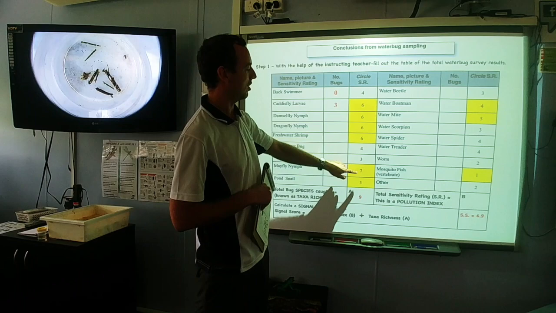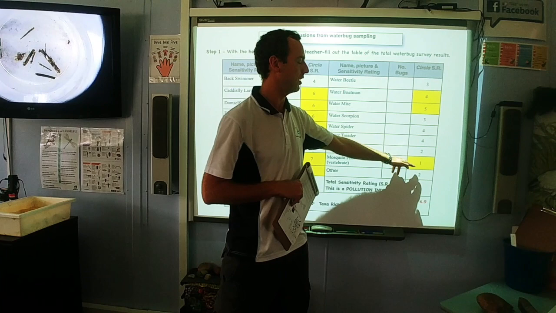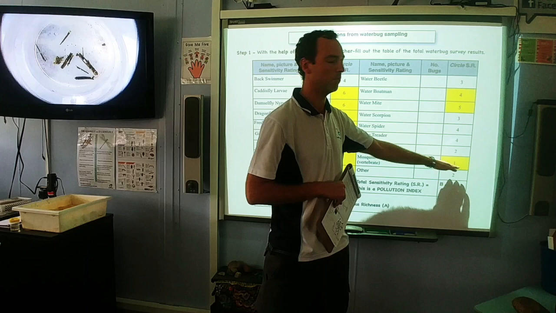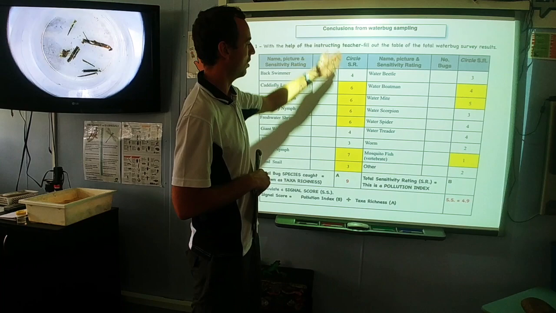So having a high score means you're a very sensitive water bug. Having a low score, like this guy here, means you can survive even if it drops below 60% oxygen, or if it's highly polluted water. It's very important that you understand how this column works and why they use this score. So we'll just keep going now. Caddisfly 3, here's the next bug.